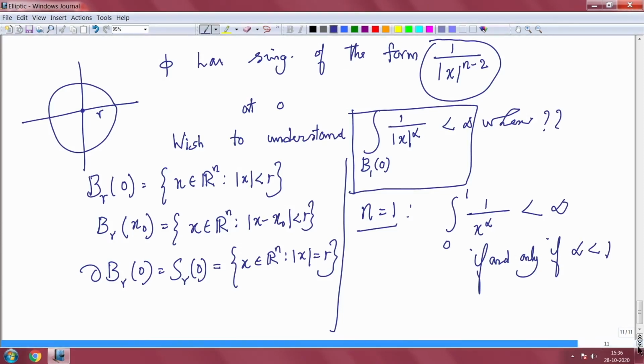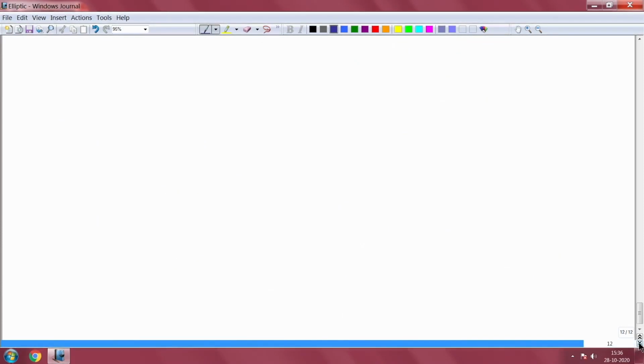Okay. I also want to tell you a few more things because we will be using them frequently. So, if you integrate 1 by mod x power alpha dx on a ball of radius 1, this is nothing but the volume of the ball of radius 1, B1.